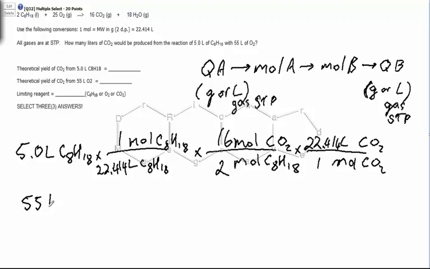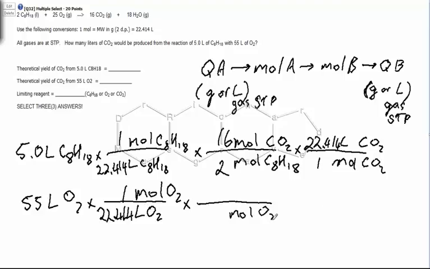I'm going to start off with 55 litres of O2. And again, we're going to go litres of O2, moles of O2, moles of CO2, litres of CO2. Litres of O2 goes down the bottom here. Moles of O2 goes up the top. Relationship, 1 mole of O2 is 22.414 litres of O2. Remember, the litres of O2 got to cancel. That's how I knew to put litres of O2 down the bottom here.